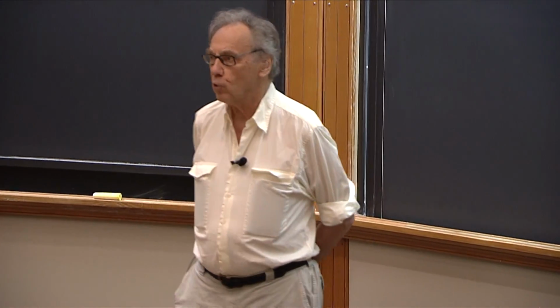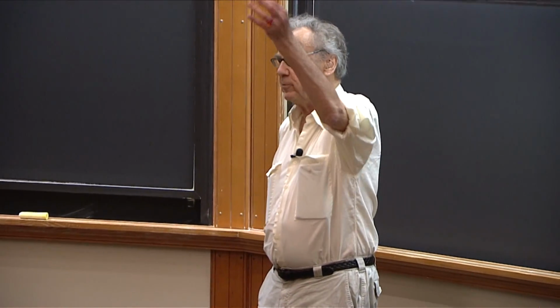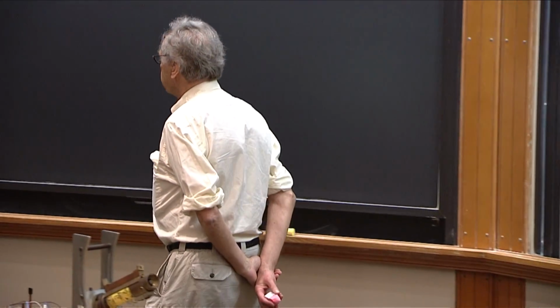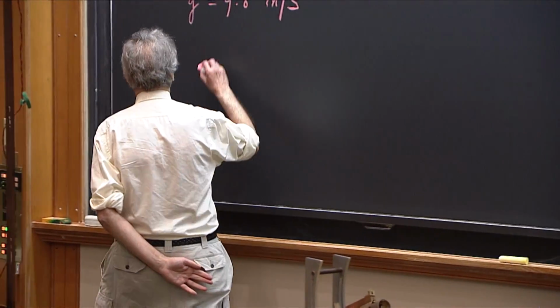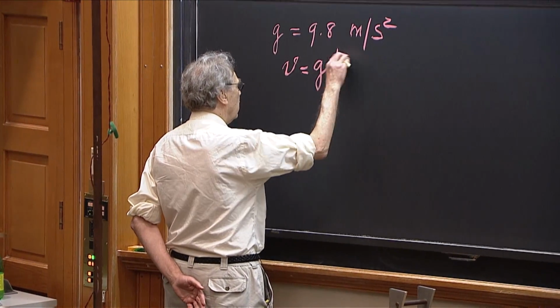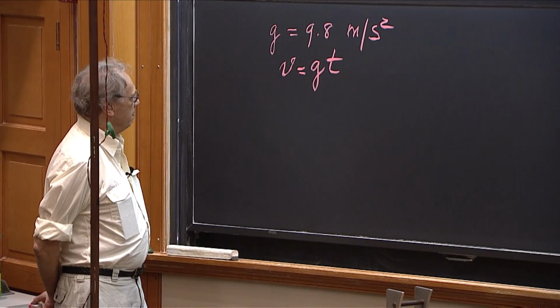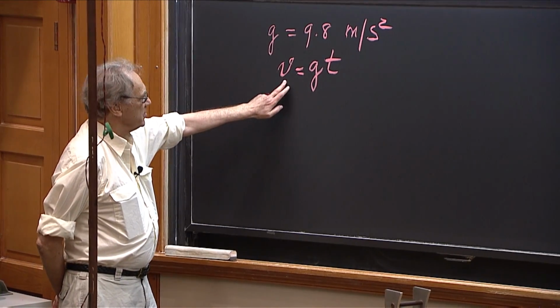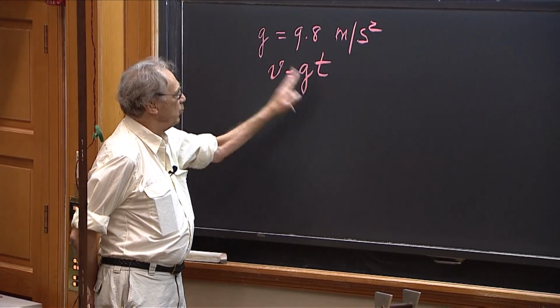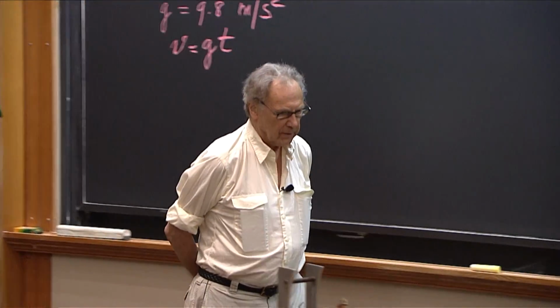At that time, I also told you that if you drop an object with zero speed and you let it fall, its speed will increase according to this equation. We had that on the blackboard last time. V would be in meters per second, t would be in seconds, and g would be 9.8.